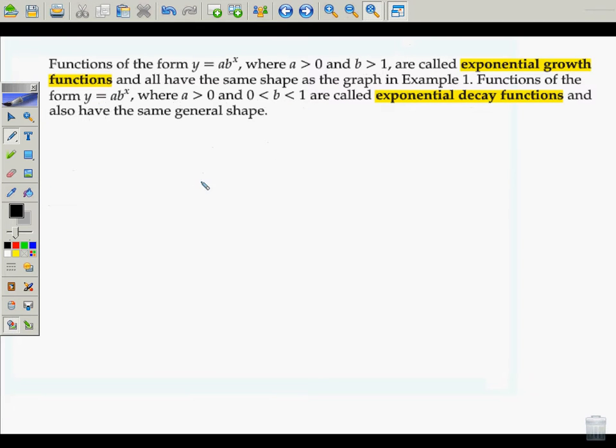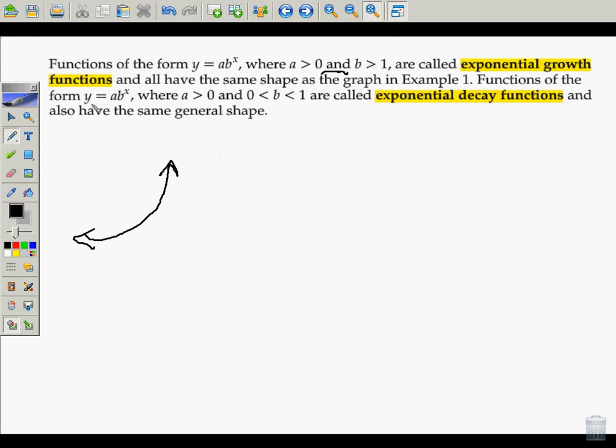So this says here that functions of the form y equals ab to the x, or exponential functions, because that's what we just talked about, and where a is greater than 0 and b is greater than 0, are called exponential growth functions. And they will all have the same shape as the graphic in example 1. So exponential growth functions will always look something similar to that. They'll be going up. They're growing.